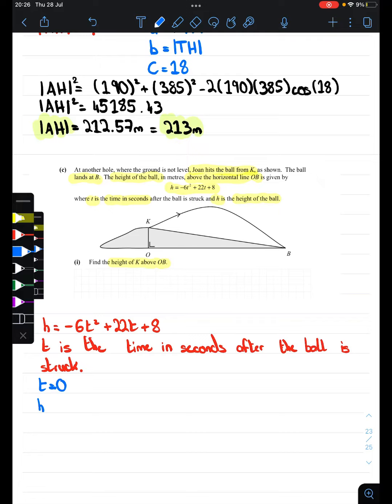So h, let's call that hK, equals minus 6 by 0 squared plus 22 by 0 plus 8, which equals 8. So K is 8 meters above OB.